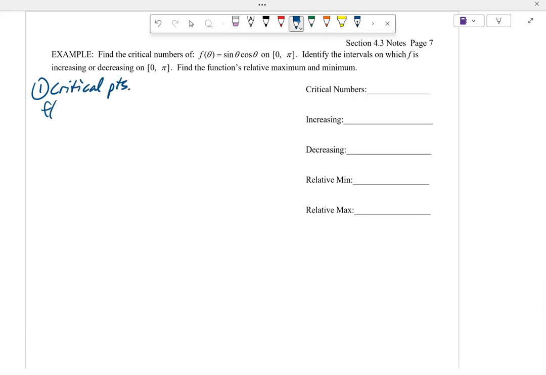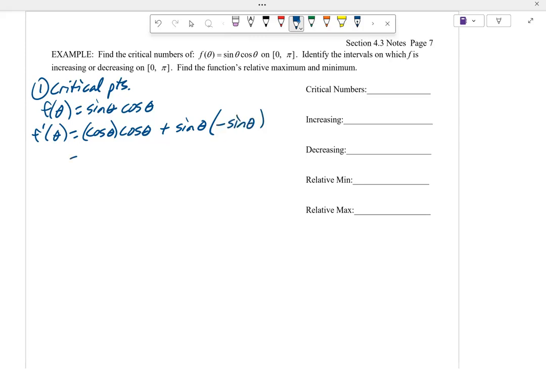All right, we've got a trig function here, f of theta. We're going to have to use the sine cosine product rule. So let's go ahead and take this derivative: derivative of the sine, derivative of the first times the second plus the first, derivative of the second. Derivative of the cosine is negative sine. And so we've got cosine squared minus sine squared theta. That's our f prime of theta.